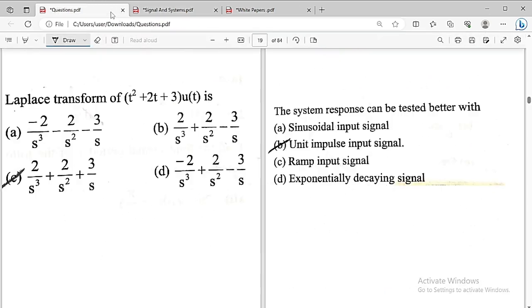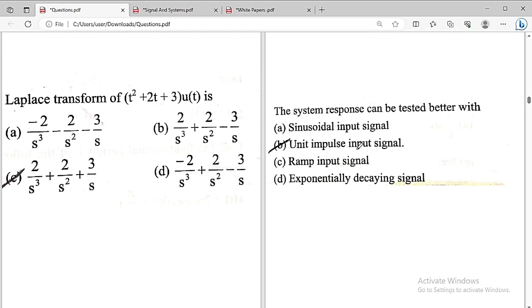Now let's solve another question. The system response can be tested better with: option A, sinusoidal input signal; option B, unit impulse input signal; option C, ramp input signal; and option D, exponentially decaying input signal. So out of these, the system response can be tested better with which one?